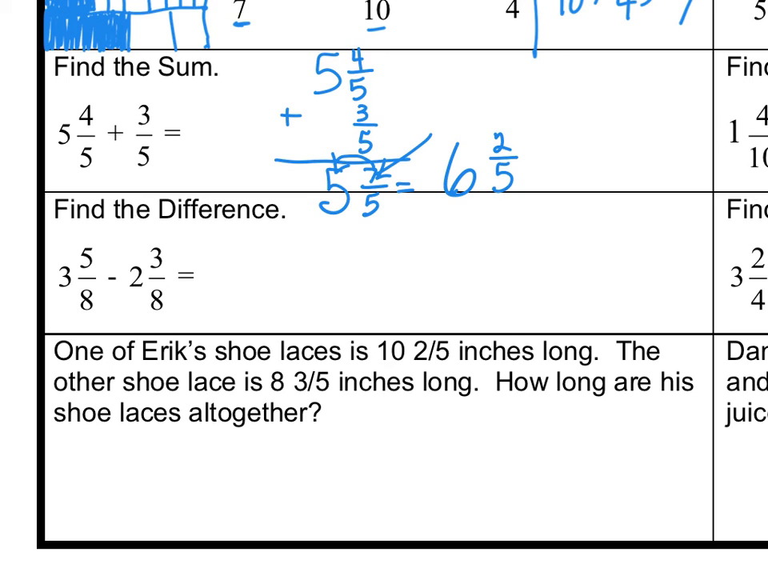All right, now finding the difference. 3 and 5/8 minus 2 and 3/8. It's not complicated this time. 5 pieces minus 3 pieces is 2 pieces. 3 minus 2 is 1.